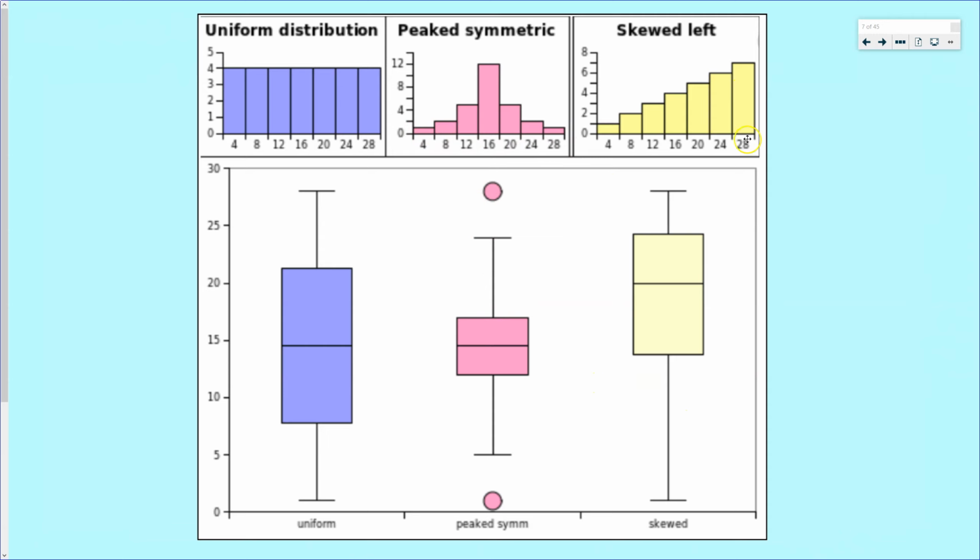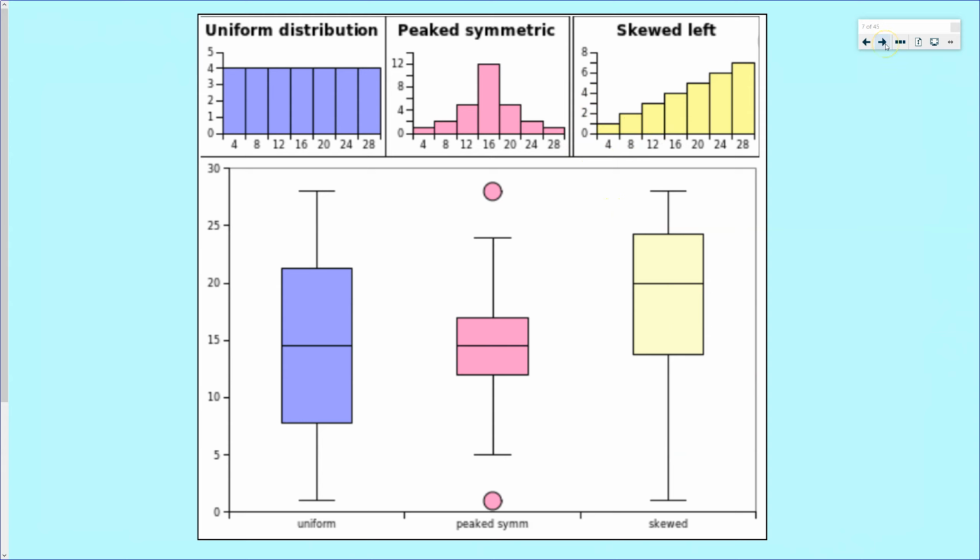The third one is one that's not symmetric. So you can see that this part of the graph right here is pretty compressed, representing a high density of data points, whereas this part of the graph is far stretched out, representing a low number of data points on that edge of the graph.